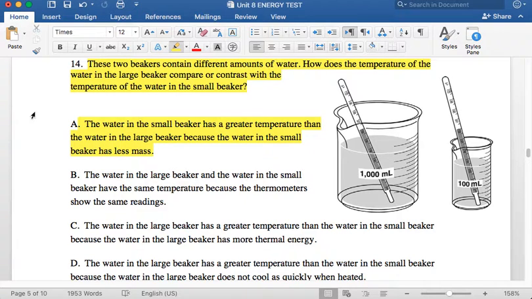A, the water in the small beaker has a greater temperature than the water in the large beaker because the water in the small beaker has less mass. B, the water in the large beaker and the water in the small beaker have the same temperature because the thermometers show the same readings.